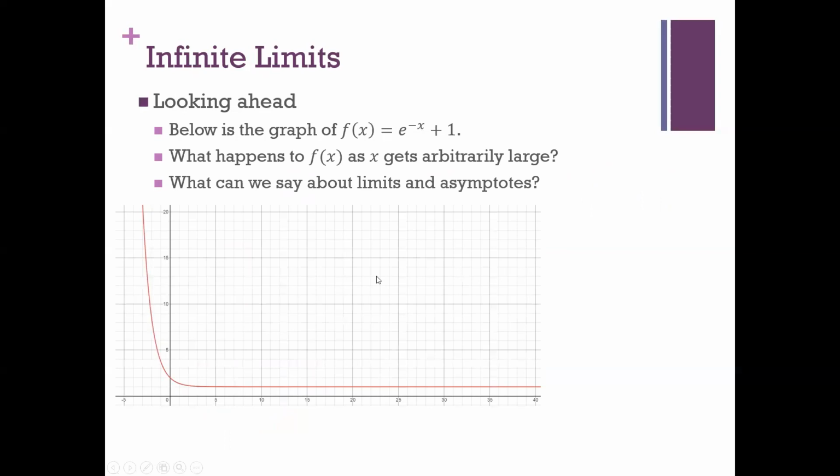All right, so I'm showing you a graph here of e to the negative x plus 1. What we just looked at was, as x approaches a real number, we saw some examples where y gets really, really large or really, really small. Now let's think about a related but different idea. What happens as x gets really, really large? So in this function, what happens to the function f as x gets very, very, very large?